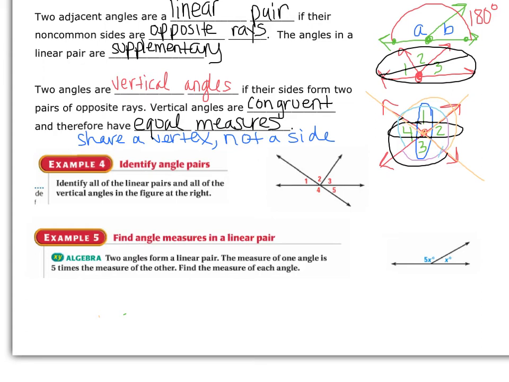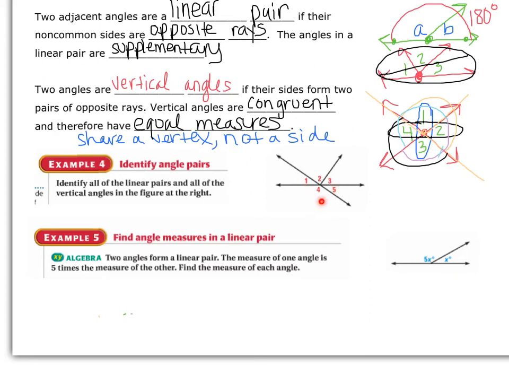In example 4, and this kind of helps you see another diagram, identify angle pairs. Identify all of the linear pairs and all of the vertical angles in the figure. So a linear pair has to be 180 degrees, and there can only be two of them. So let's just start, and we'll look at angle 1 and angle 2 right here. Well, they can't be a linear pair because they're not forming a straight line. 2 and 3, they still don't form a straight line. 3 and 5, not a straight line.